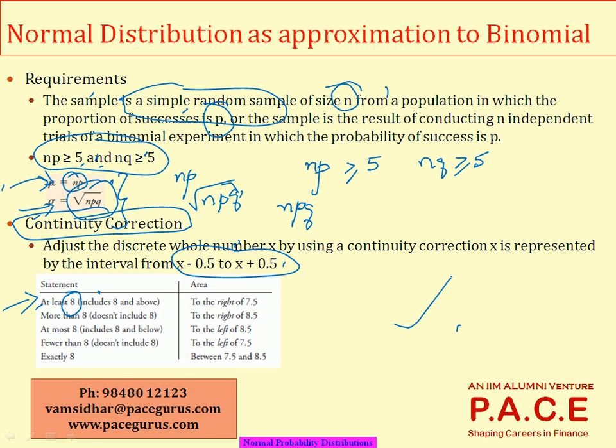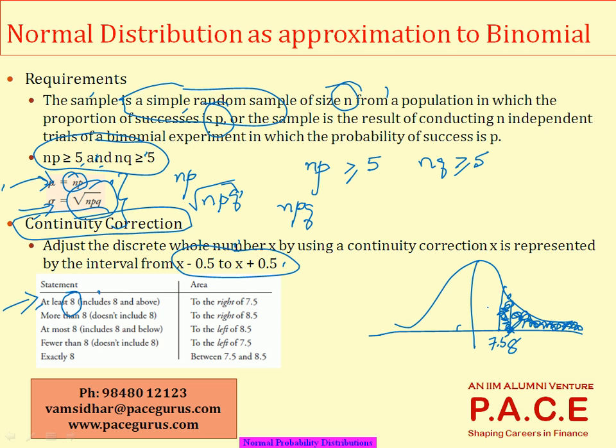Then the area under the normal curve, let's say somewhere this is 8. At least 8 means 8 and above. So I will try to find out what is this area. But if I am using this 8 based on an approximation of a normal distribution to a binomial distribution, instead of taking 8, I'll subtract 0.5 and take it from 7.5. So this is a better area to use rather than above 8.